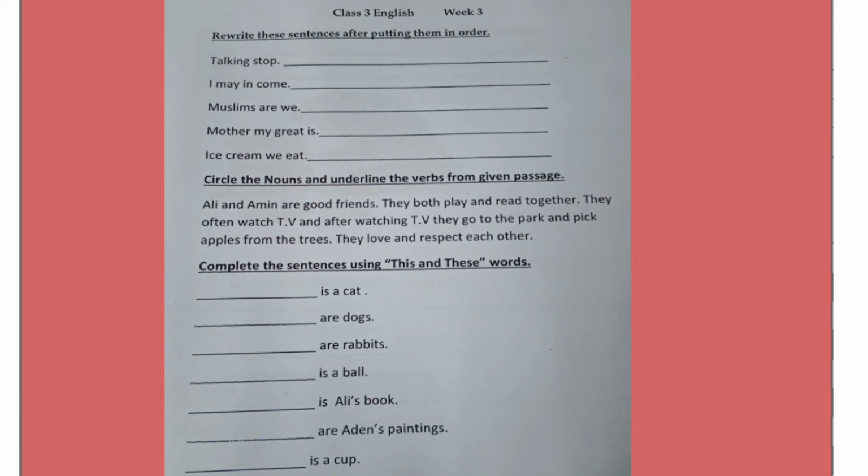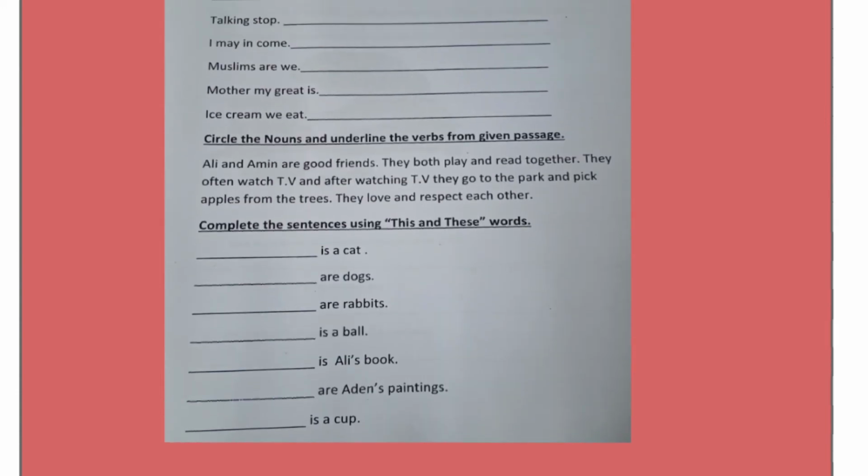Fine. After that, have a look down. Complete the sentences using this and these. This जो होता है वो हम singular के साथ लगाते हैं और these ज़्यादा चीज़ों के साथ लगाते हैं. This is a cat. These are dogs. These are rabbits. This is a ball. This is Ali's book. They are Adan's paintings. This is a cup. After that, have a look on the next page of your worksheet.